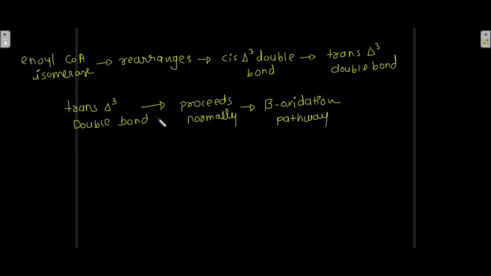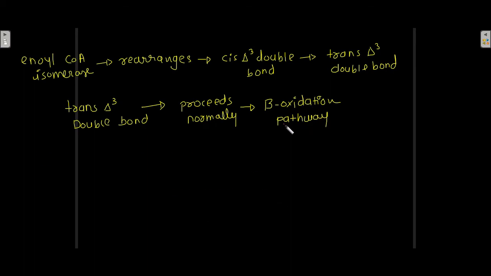Now what does enoyl coenzyme A isomerase do? This isomerase rearranges the cis delta 3 double bond into a trans delta 3 double bond, and then this trans delta 3 double bond can proceed normally through the beta oxidation pathway. So what's the function of enoyl coenzyme A isomerase? It just rearranges the cis delta 3 double bond into a trans delta 3 double bond, converting the cis form to the trans form, and then this can proceed normally for the beta oxidation pathway.